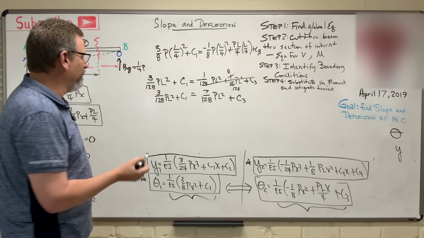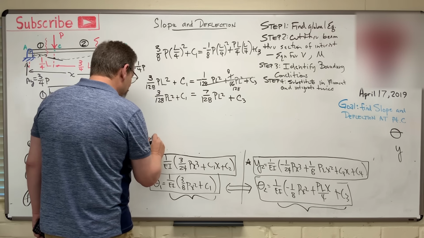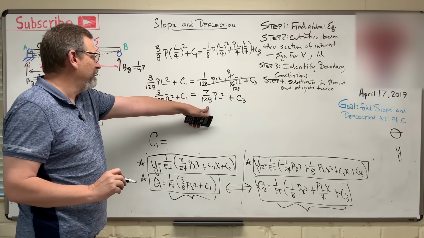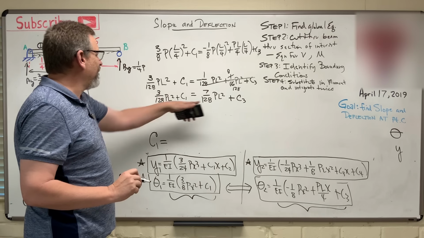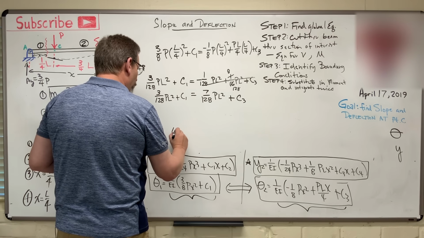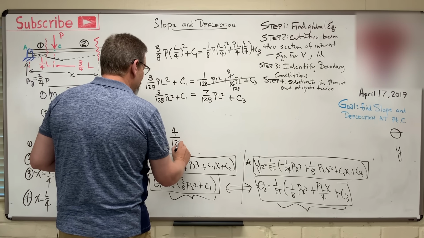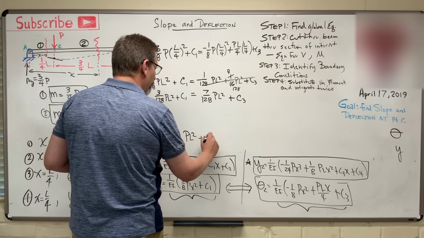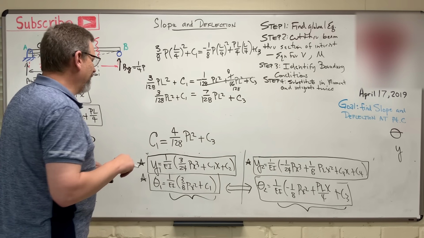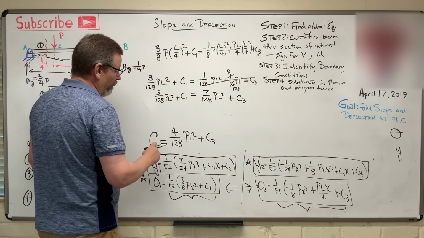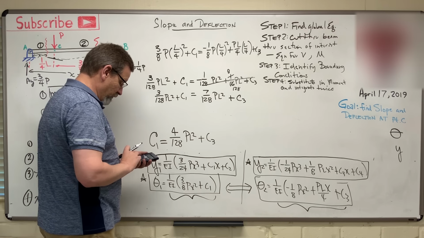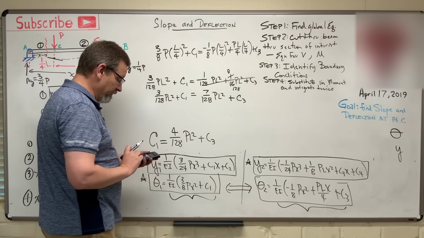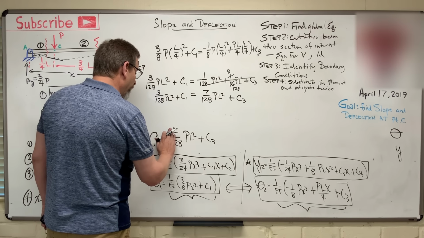And so if I want C1 by himself, I could say C1 is equal to, and I'm going to move that to the other side, right? So let's subtract him over there, so that leaves us with 4 over 128 PL squared plus C3. And 4 over 128 will simplify to what? 128 divided by 4, 32. How about 1 over 32?